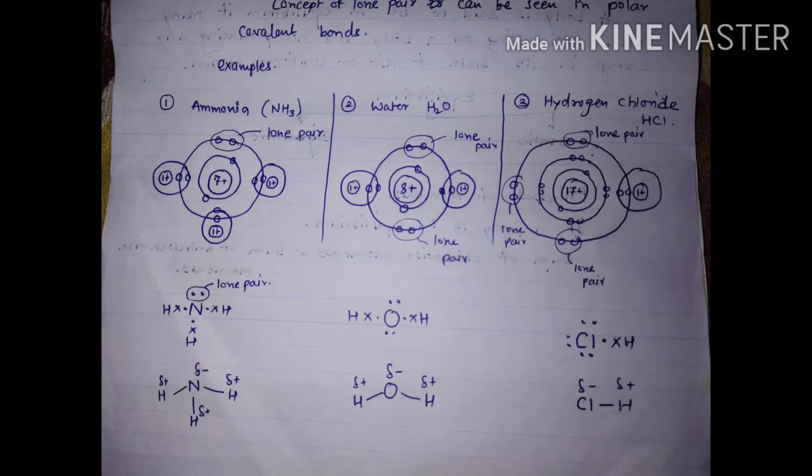So the concept of lone pair of electrons is present in polar covalent bonds only. So we have three examples here with us: ammonia, water, and hydrogen chloride, that is HCl. In these three examples we are going to study the concept of lone pairs of electrons. Lone pairs of electrons means unshared pairs of electrons.